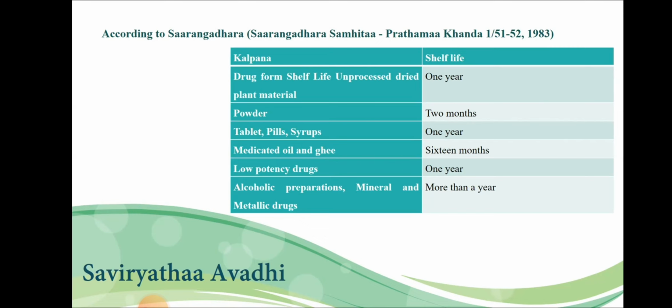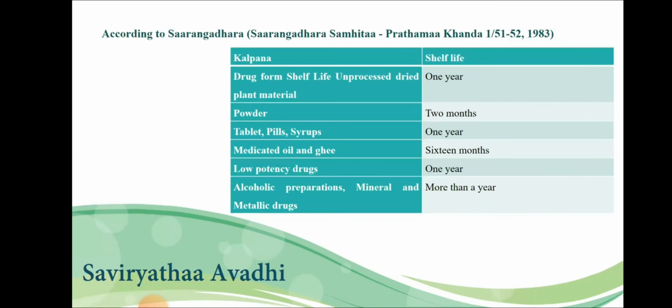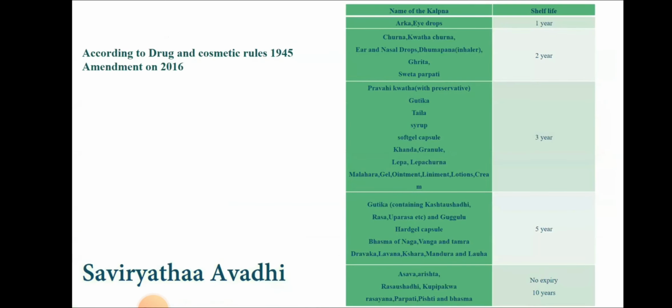And alcoholic preparations, that is Asava Arishta and Rasa Aushadhi, you can use more than 1 year. After a year also, the potency of the drug increases by time. So that is the importance of alcoholic preparations and the mineral and metallic drugs. So this is the opinion of Sharangadhara Samhita, and according to Drug and Cosmetic Rules 1945, there are a lot of references from the opinions of Sharangadhara.